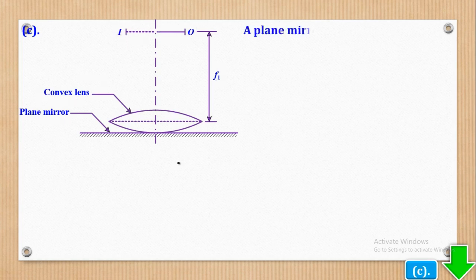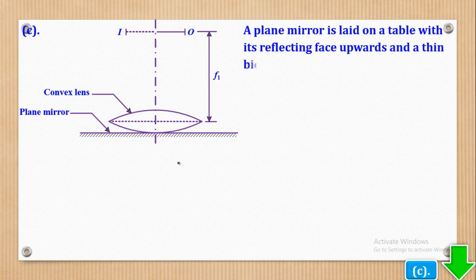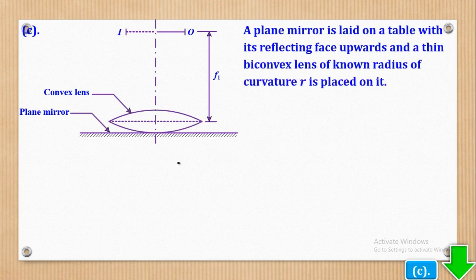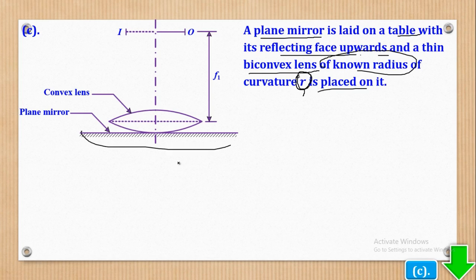So let's look at the description. Just that a plane mirror is laid on a table with its reflecting surface upwards, and a thin biconvex lens of known radius of curvature r. So we are given the radius is known, but you also have to define the radius. That's why we add it there. Known radius r is placed on it. So this is the plane mirror, the reflecting surface is upwards, and this is the convex lens on it.